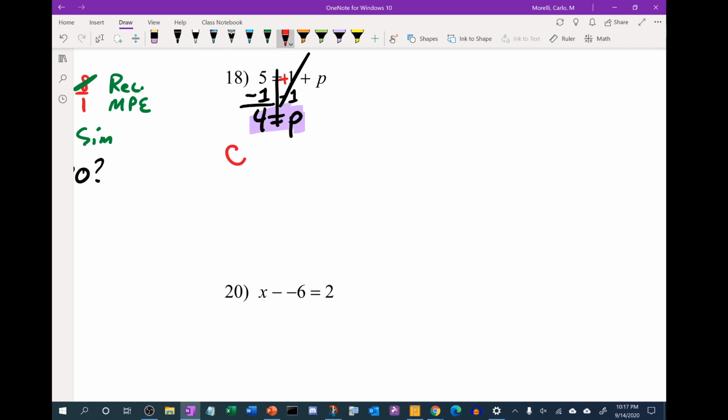But how do I check that? And I'm going to justify. This is the subtraction property of equality and simplification. Check it. Is it true that 5 equals 1 plus p when p is 4? Well, let's substitute and find out.